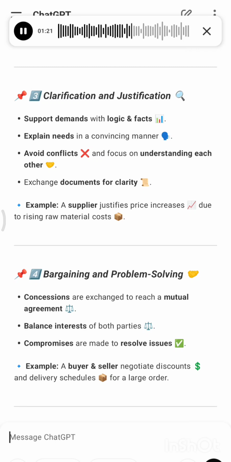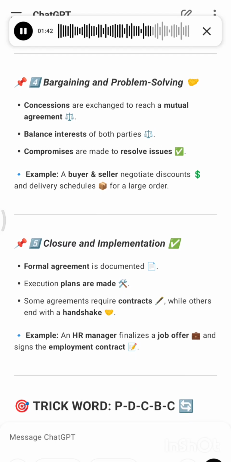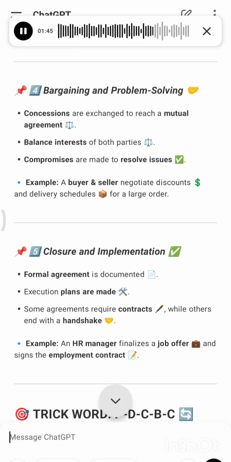4. Bargaining and problem solving. Concessions are exchanged to reach a mutual agreement. Balance interests of both parties. Compromises are made to resolve issues. Example: a buyer and seller negotiate discounts and delivery schedules for a large order. 5. Closure and implementation. Formal agreement is documented. Execution plans are made. Some agreements require contracts, while others end with a handshake. Example: an HR manager finalizes a job offer and signs the employment contract.